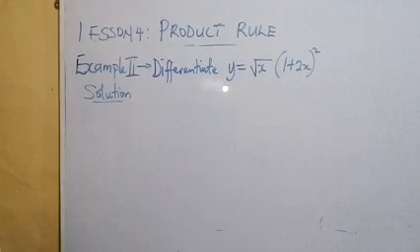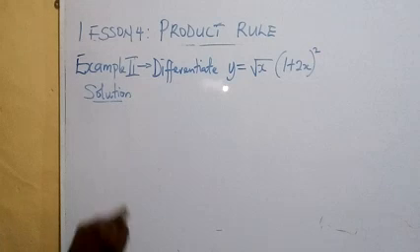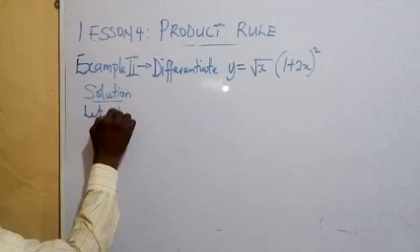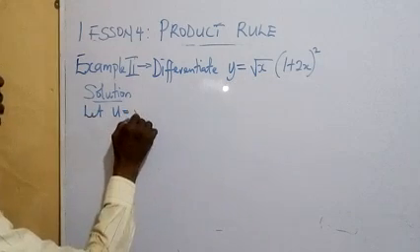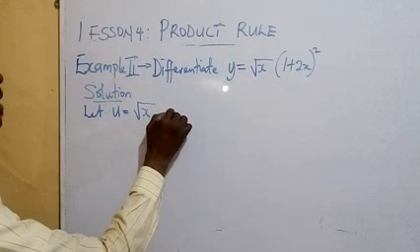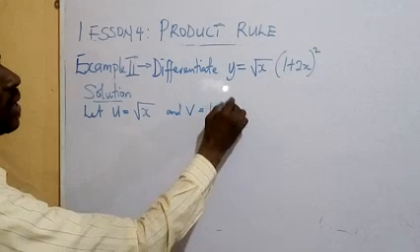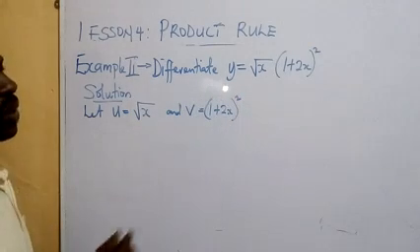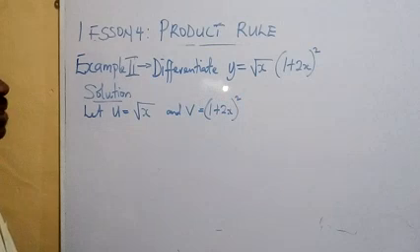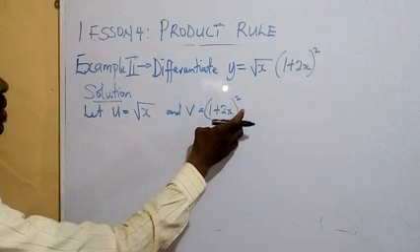Let's look at this second example. Differentiate y equals root x, open bracket 1 plus 2x close bracket, raised to power 2. How do we do this? We follow the same method. You say let u equal root x, and our v equals 1 plus 2x, all raised to power 2. Don't forget this one has the power 2.